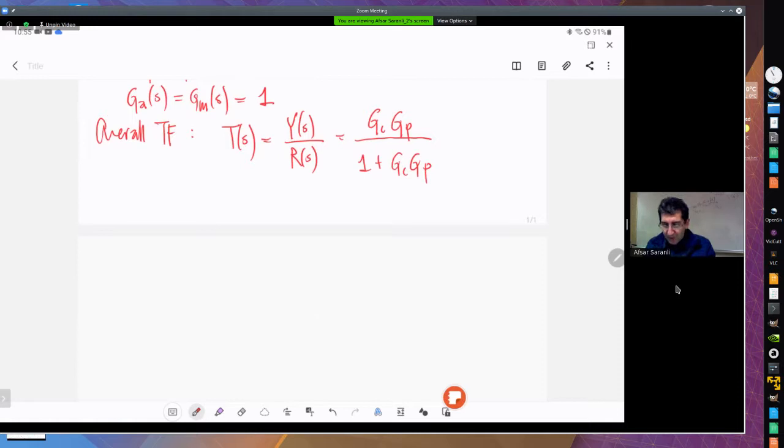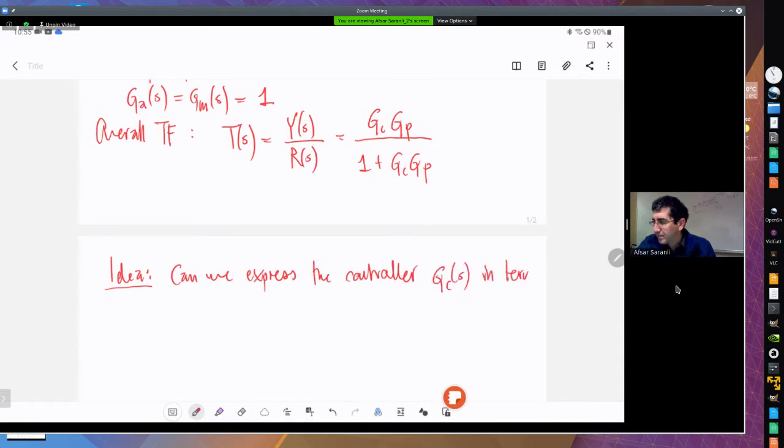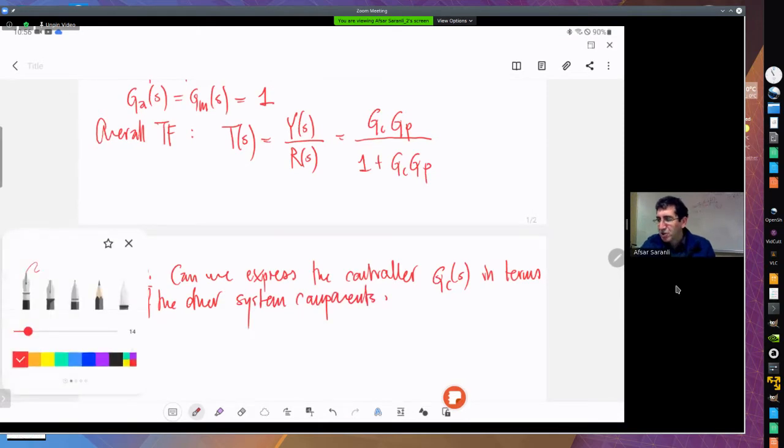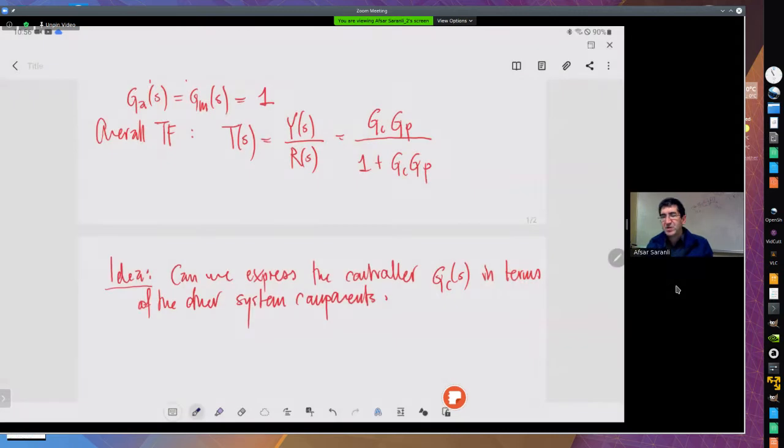Okay, now the idea is this: can we express the controller GC of S in terms of the other system components? Okay, the simple answer is yes, but there are some issues that need to be considered, and we will come back to them in a minute.